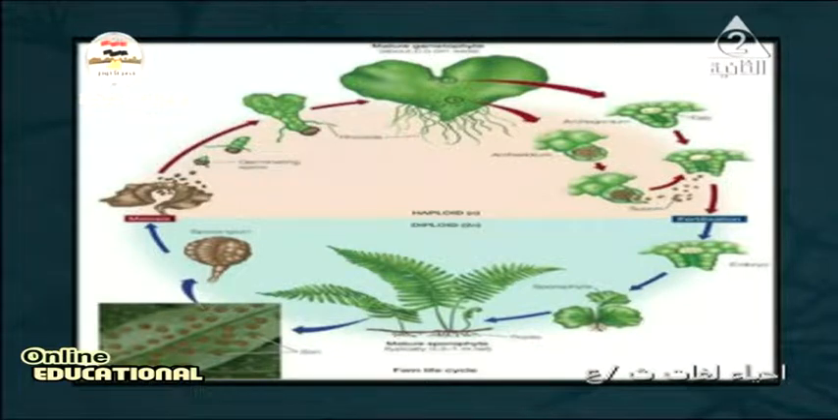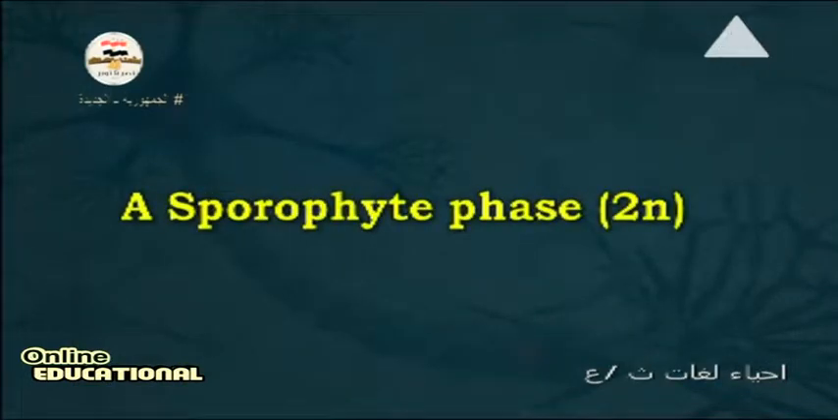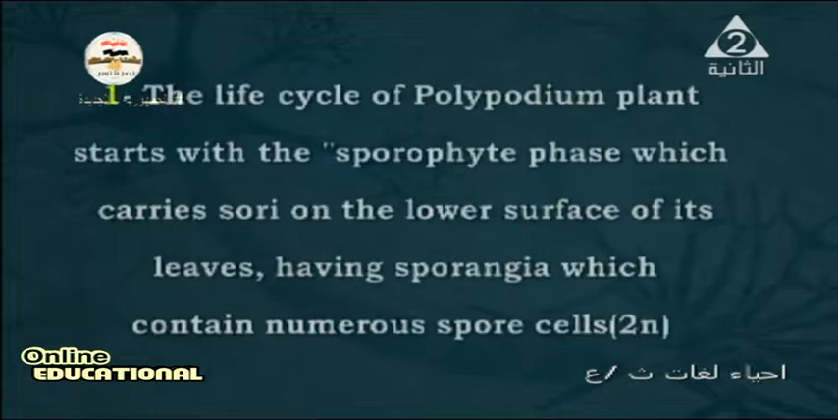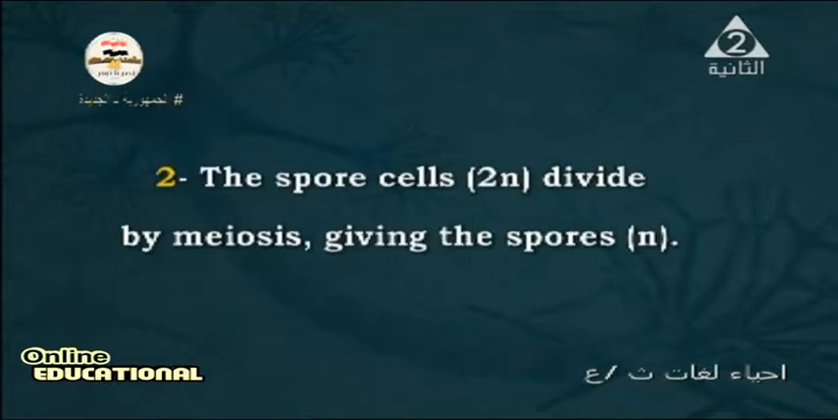After that, this sporophyte forms the other gametes. A sporophyte phase. The life cycle of Polypodium starts with the sporophyte, which carries sori on the lower surface of its leaves, having sporangia, which contain spore cells 2n. The spore cells 2n divide by meiosis, giving the spores.